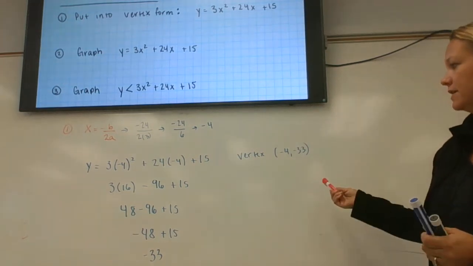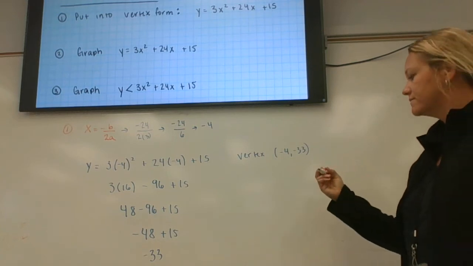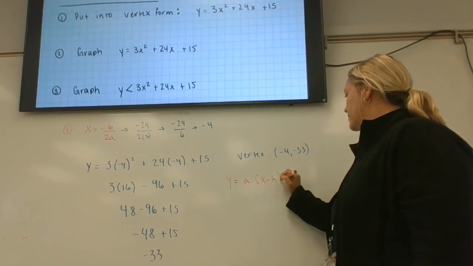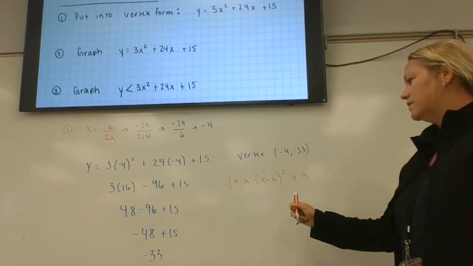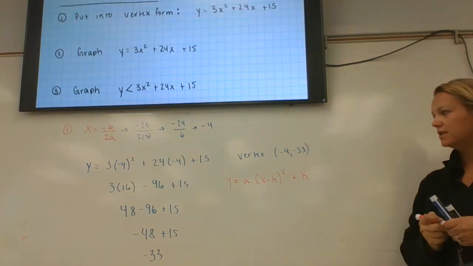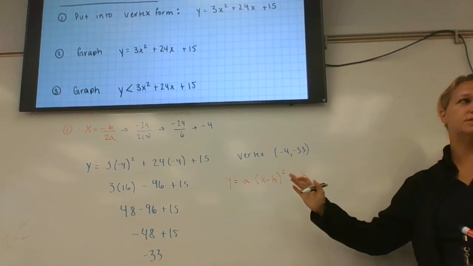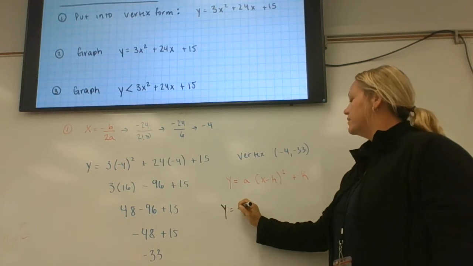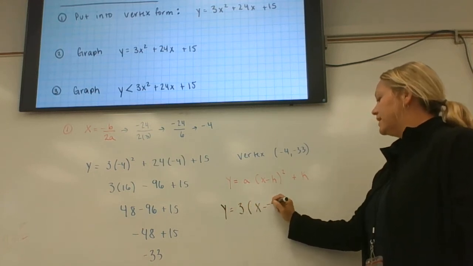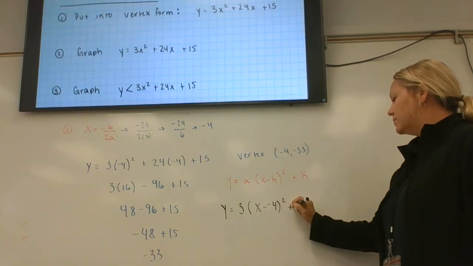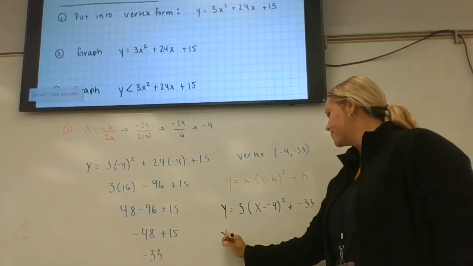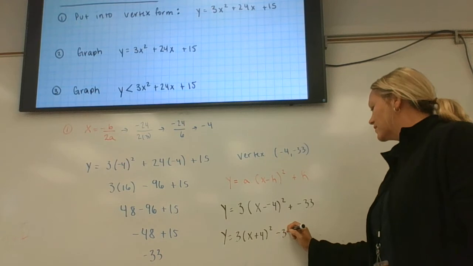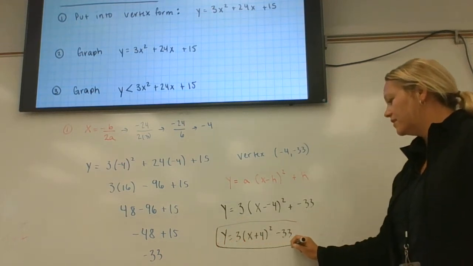All right, so we got our vertex at negative 4, negative 33. We're going to put this into vertex form. The vertex goes in the h and k spot, and then the a is just the same as the a in standard form. So I'm going to keep a 3 in the front. I'll do x minus a negative 4, plus a negative 33. And there's our vertex form.